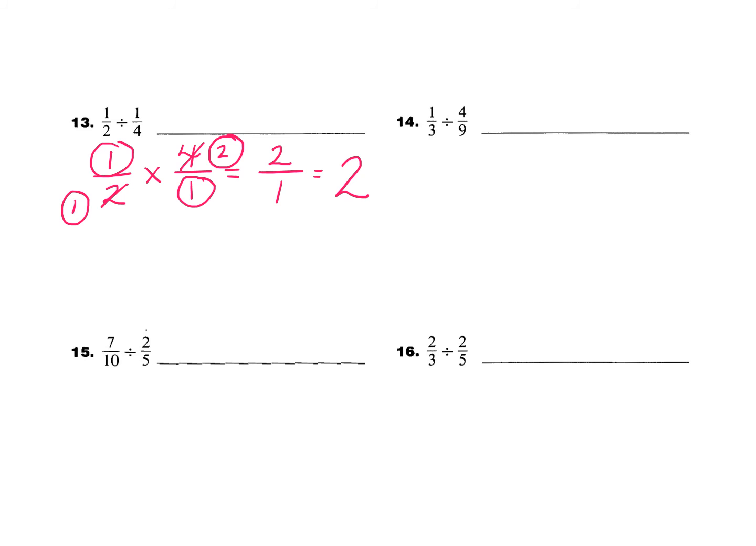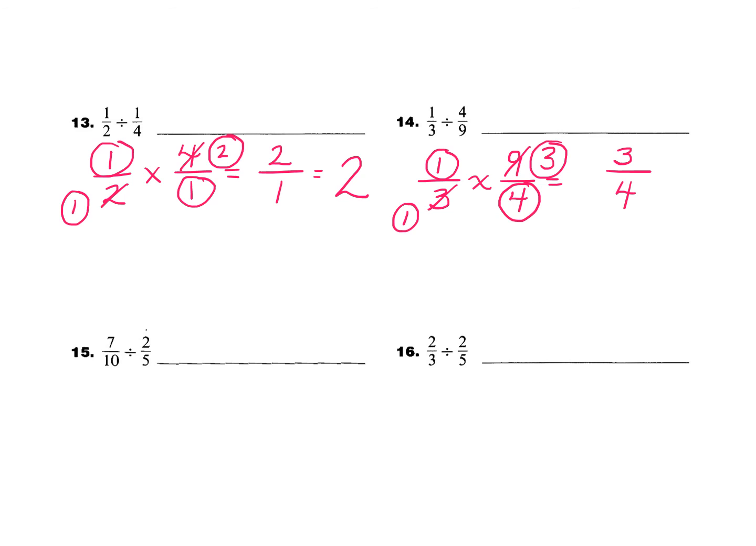Question 14, 1/3 divided by 4/9. We're going to keep, change, flip. We can reduce before we multiply. 3 divided by 3 is 1. 9 divided by 3 is 3. 1 times 3 equals 3, and 1 times 4 equals 4. So our answer is 3/4.